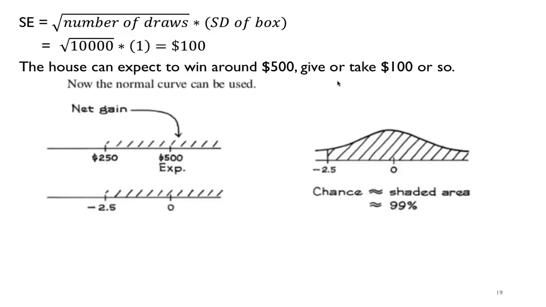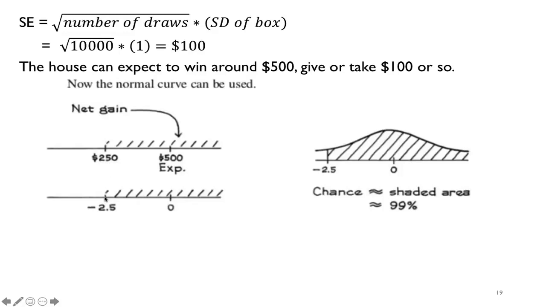So now we can use the normal curve to convert this problem into a z-table problem. Because we know that 500 is the expected value, we want to know what's the chance that the house will win at least 250. We have to convert 250 into standard units. So 250 minus 500 divided by the SD of 100 gives us that 250 corresponds to -2.5.